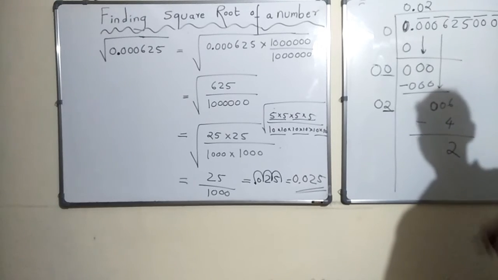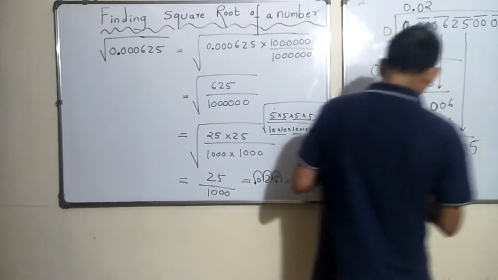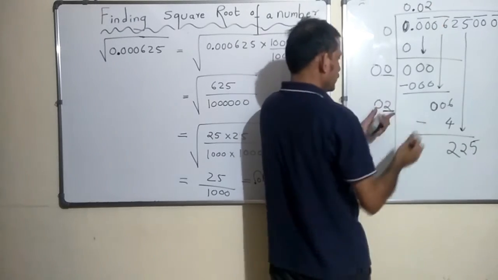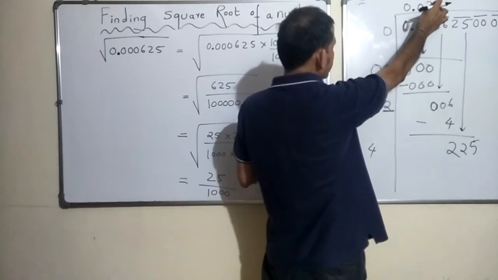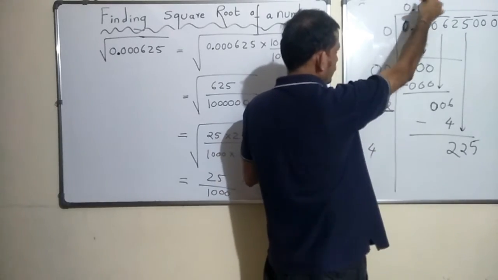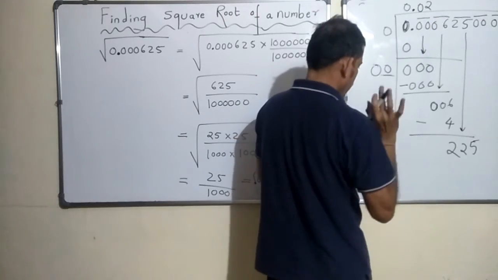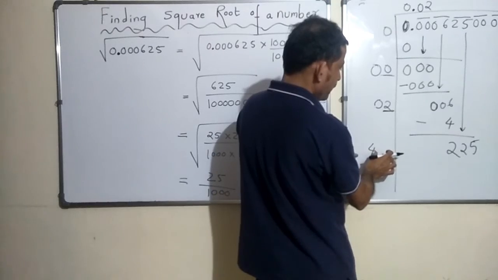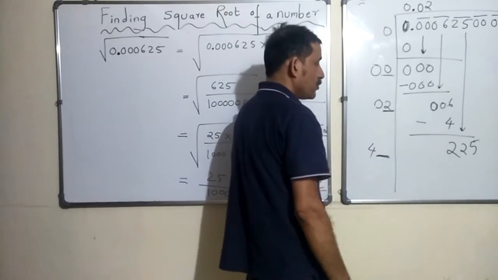So I subtract it and I bring the next set of guys, which is 25, right? So now what should I put here, right? 0, 2 plus what I added the last time, that is 2, so it becomes 4. Forget about the decimal, right? Just add whatever digit you appended here to this. So 0, 2 plus 2 gives me 4, right? Now I need to add something here which, when multiplied with this entire number combined, will give me 225 or less.